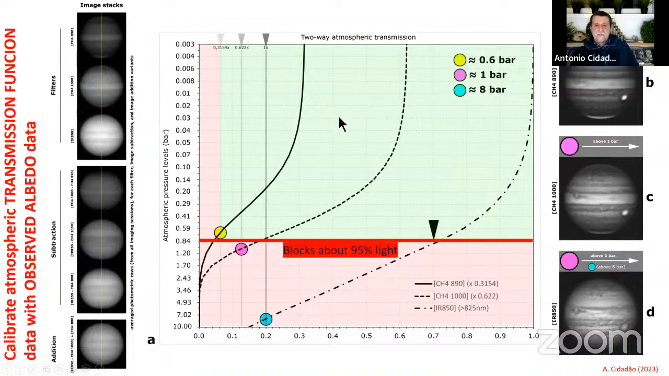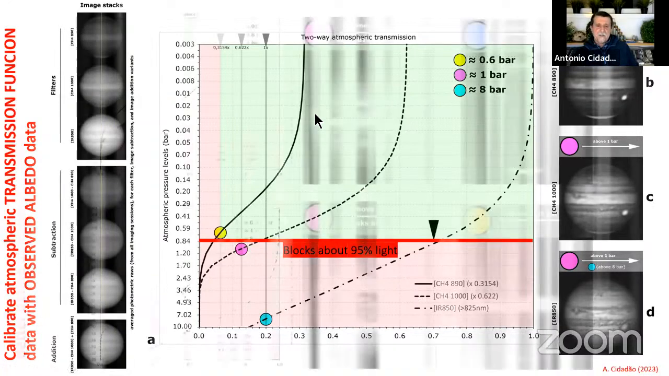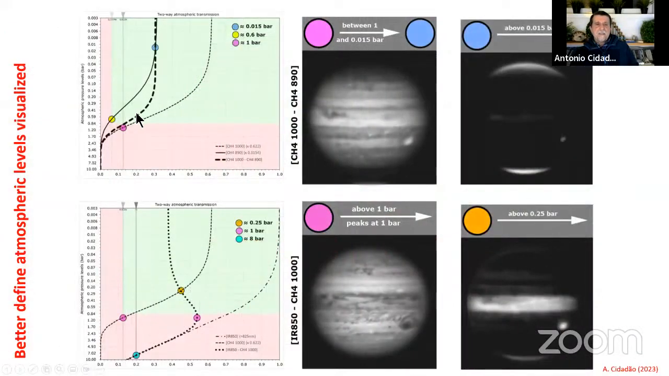And once we have this kind of calibration, we can perform and simulate, by these graphs, the subtraction events that we are producing as images, and better characterize, by analyzing these results, the boundaries of the atmosphere which are being majorly observed in these composed images.